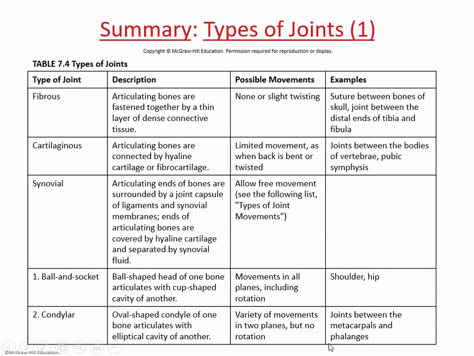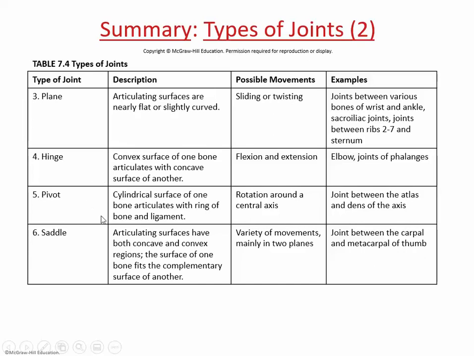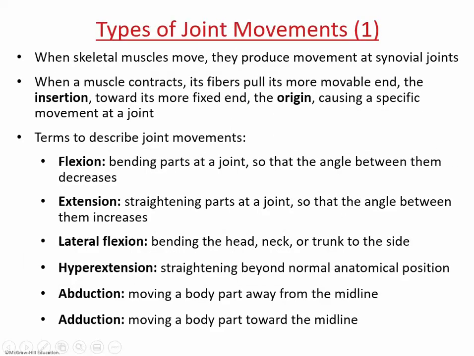Then the synovial, freely moving with a ball and socket, condylar, plane, hinge, pivot, and saddle versions of it. So obviously in the synovial joints, there's going to be a lot of different types of motions, and we name all of these motions. And we have to be able to describe them.